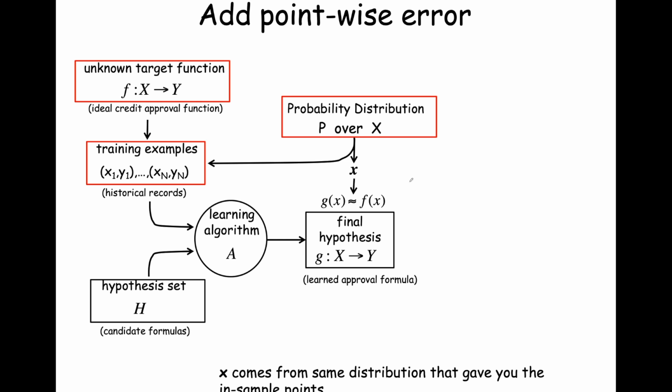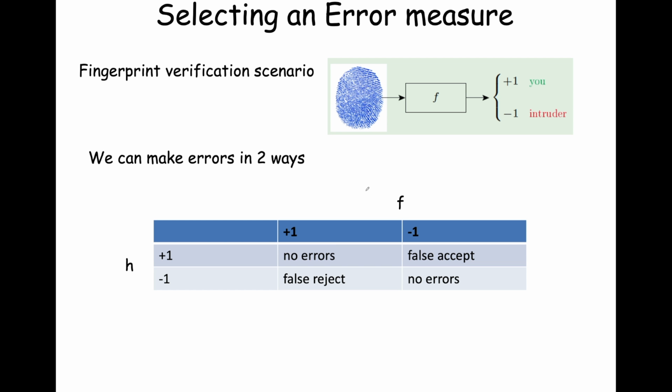And so it's really, really important, this edge, to ensure that when you have a learner that you're building, the distribution that governs your training data is the same distribution, or as close to it as possible, as that which governs your out-of-sample data. Okay, so let's look at more how you select an error measure.